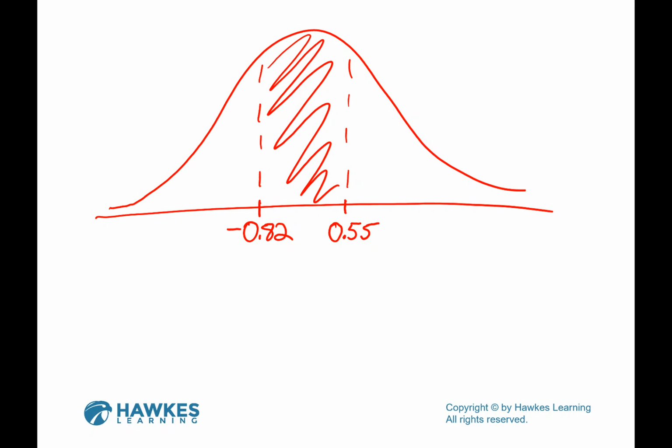So then what do we do? We want the area between, how do we find that? Yeah, we'll look them both up in the table and get the areas to the left of both of them and then subtract. So let's see, if we go to the table, if we look up 0.55, I get 0.7088. And if I look up negative 0.82, I get 0.2061.